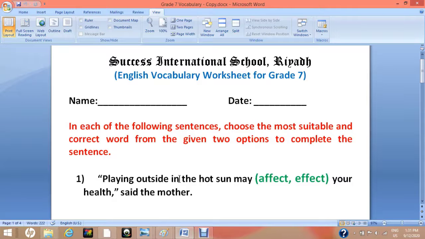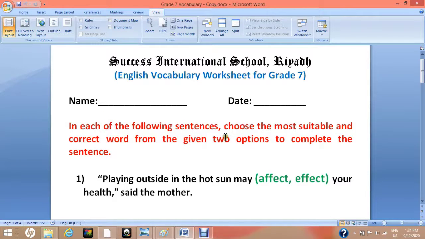Today I am going to assign you an activity about homophones. Homophones are the English words which are similar in terms of pronunciation or sound, but actually their meanings and spellings are totally contrasting or opposite to each other. So here is a very beautiful exercise for you. I hope you will do it.